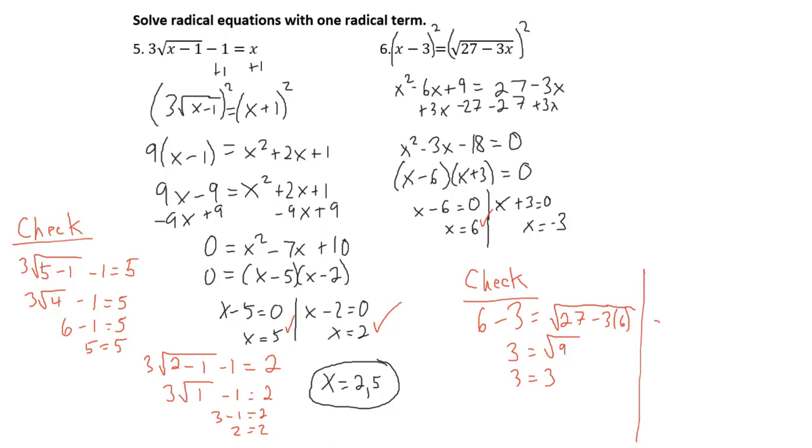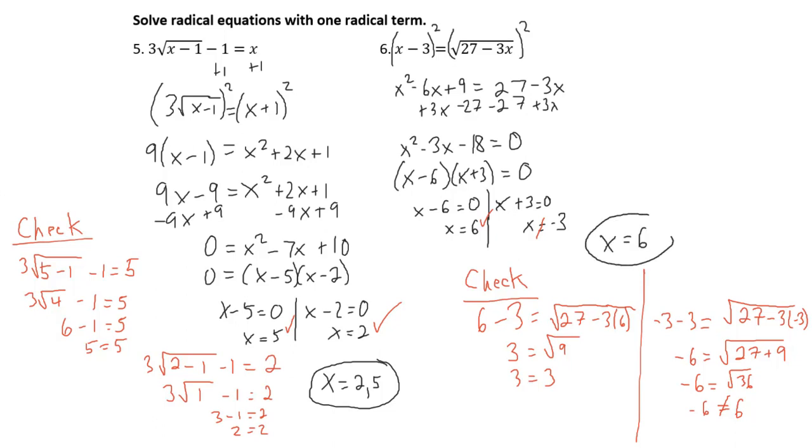Now let's check negative 3. And negative 3 minus 3 equals square root of 27 minus 3 times negative 3. So over here we have negative 6, and we have 27 plus 9. Negative 6 equals square root of 36. Negative 6 equals 6. That is not true, so this is not a solution. So our only solution is x equals 6.